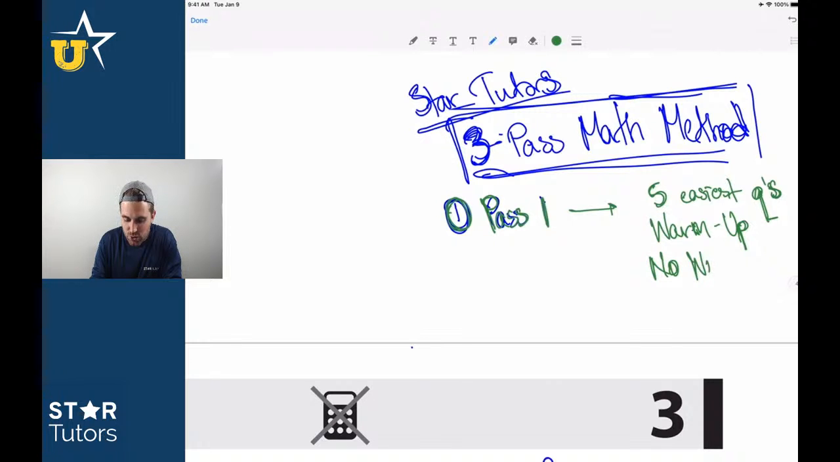We're trying to use this as a true warm-up to find questions that we absolutely 100% know how to do and require very little thought. We're trying to get into the right math mindset here. So can everybody give me a thumbs up if that makes sense?